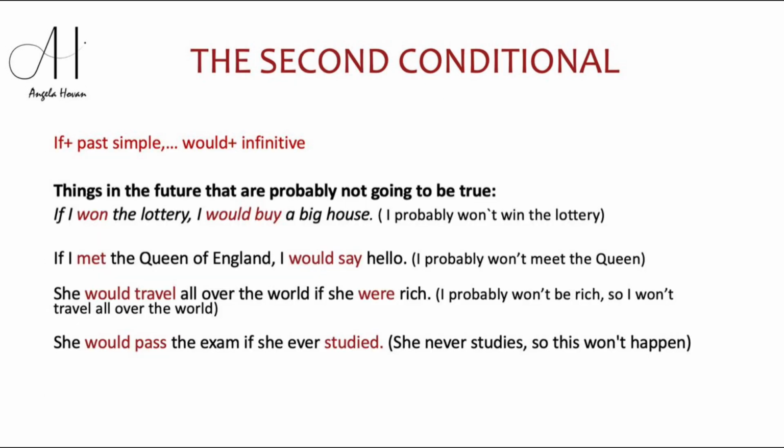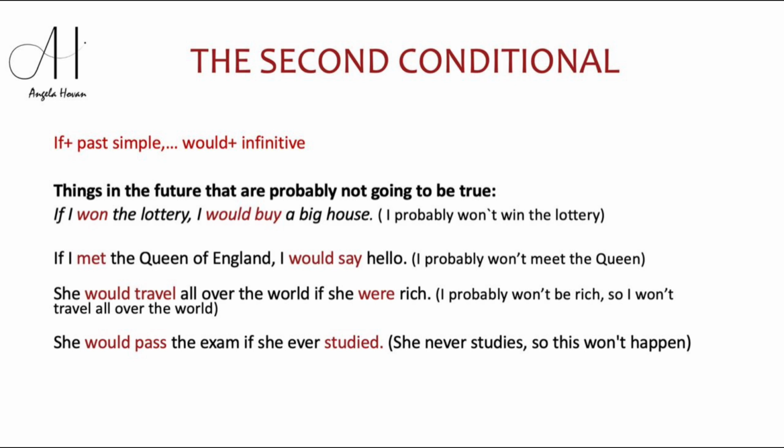The second conditional uses past simple after if, then would, and the infinitive. If plus past simple, would plus infinitive. We can also use were instead of was with I, he, she, it. This is mostly done in formal writing. It has two uses. First, we can use it to talk about things in the future that are probably not going to be true. Maybe I'm just imagining it.